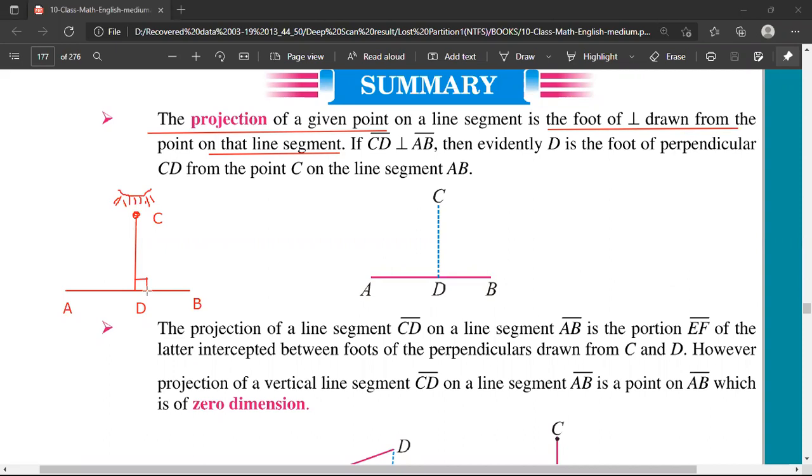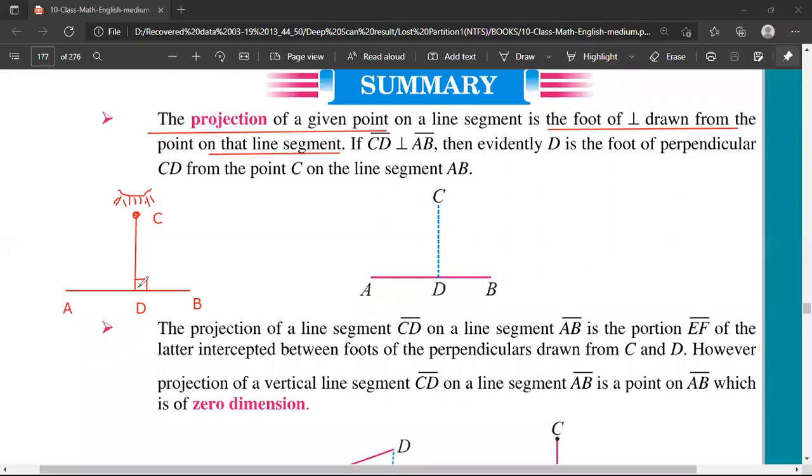So the discussion is about point D, what is point D. The concept is this: if you want to see the projection of any point, then this projection will be the foot of the perpendicular drawn from that point to the line. So C is a point, and if you draw a perpendicular to the given line AB, for example, and we want to find the projection of point C on line AB, then D will be the point which will be the projection of point C.